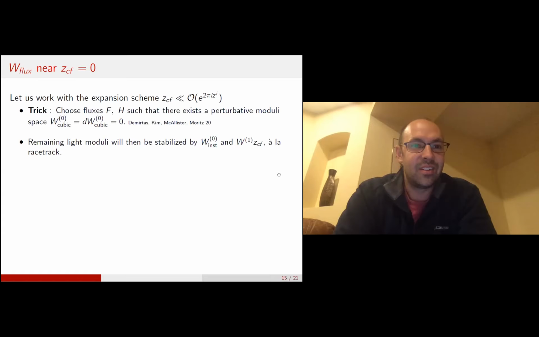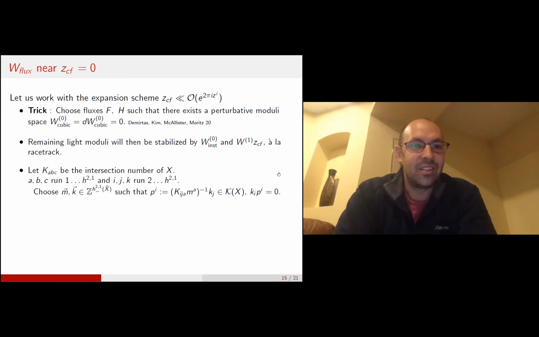Then, as you can see, again, the remaining light moduli are present, but they are going to be stabilized by the subleading instanton-like corrections to the flux superpotential, again realizing the racetrack-like scenario. Although it is almost a repetition, let me just give you the method again. So let k be the intersection number of the mirror Calabi-Yau X. Then you can again define vectors m and k and a vector p such that the vector p is in the kernel of the mirror Calabi-Yau X, and at the same time p is orthogonal to k.